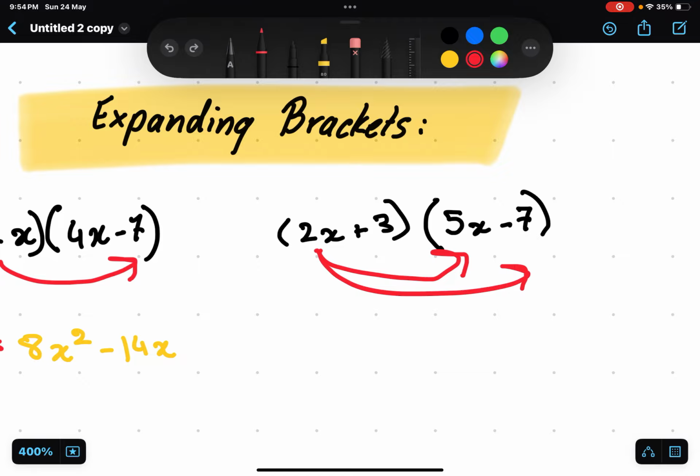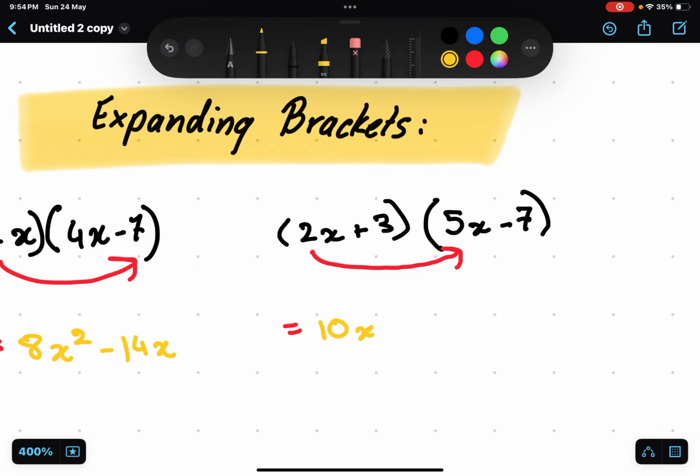Let's first multiply it by 5x. So we are doing this right here. So that will become 10x squared. And then we're multiplying 2x by negative 7. So now we go negative 14x. Beautiful. Now we're going to go ahead and multiply plus 3 with 5x and negative 7. So starting with 5x, we get plus 15x. And then with negative 7, we get negative 21.